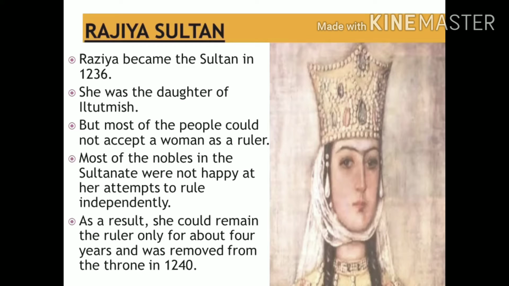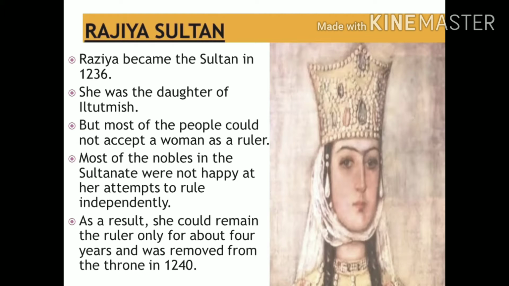Razia Sultan, who was the daughter of Shamsuddin Iltutmish, came to power in 1236 Common Era. She was the first and the only female ruler to rule over a Muslim dynasty. She had 4 brothers, but Iltutmish felt that none of Razia's brothers was intelligent enough to become Sultan. So he chose Razia to be the ruler.